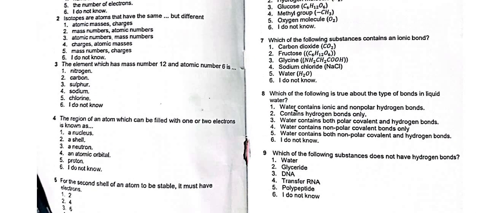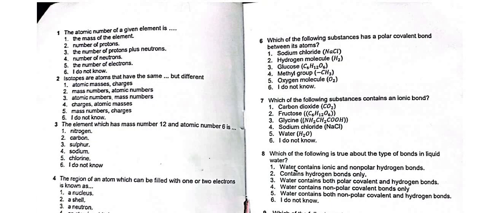Then how about number 6? They are saying which of the following substances has a polar covalent bond between its atoms? We can disqualify 1 because sodium chloride has ionic bonds, right? This is a metal and a non-metal, so it does not have covalent bonds. Then 2, hydrogen molecule. It is a covalent bond, but the part for polar does not agree because hydrogen to hydrogen, the electronegativity difference is going to be 0. So this does not support it being polar.